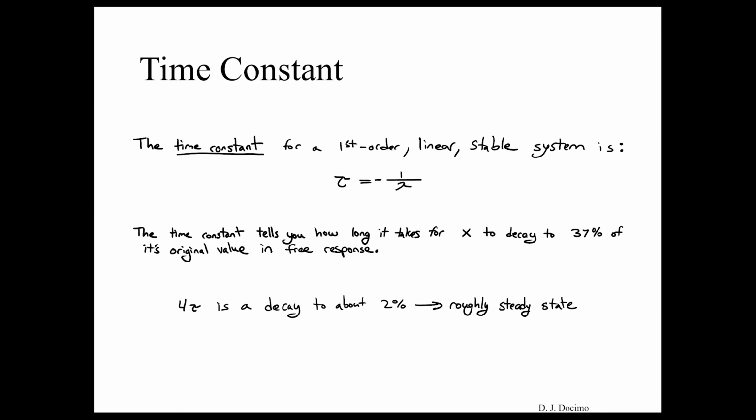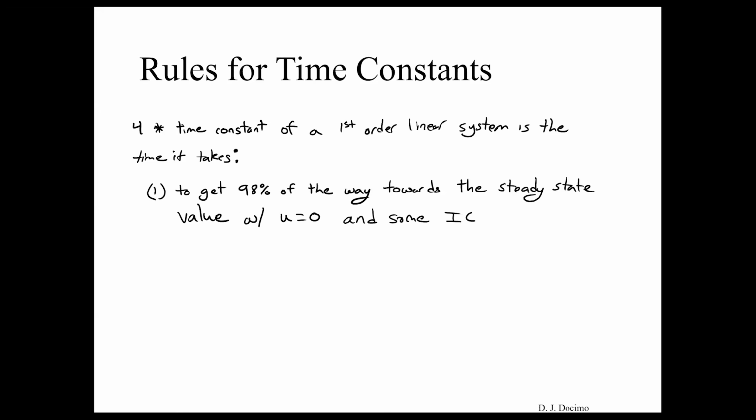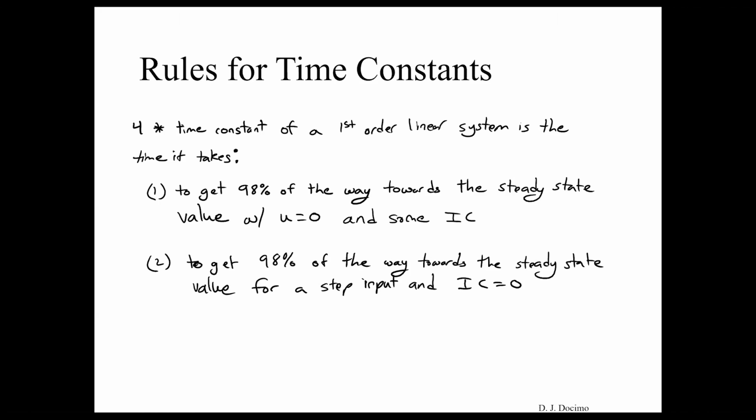So this 4 tau essentially tells us how long it takes for our system to die out: our time constant times 4. So let's look at some rules for time constants. If we have 4 times our time constant for a first order linear system, that 4 times the time constant is the time it takes to get to 98% of the way towards a steady state value with u equal to 0 and some initial condition, or it can mean to get to 98% of the way towards a steady state value for a step input and 0 initial conditions.